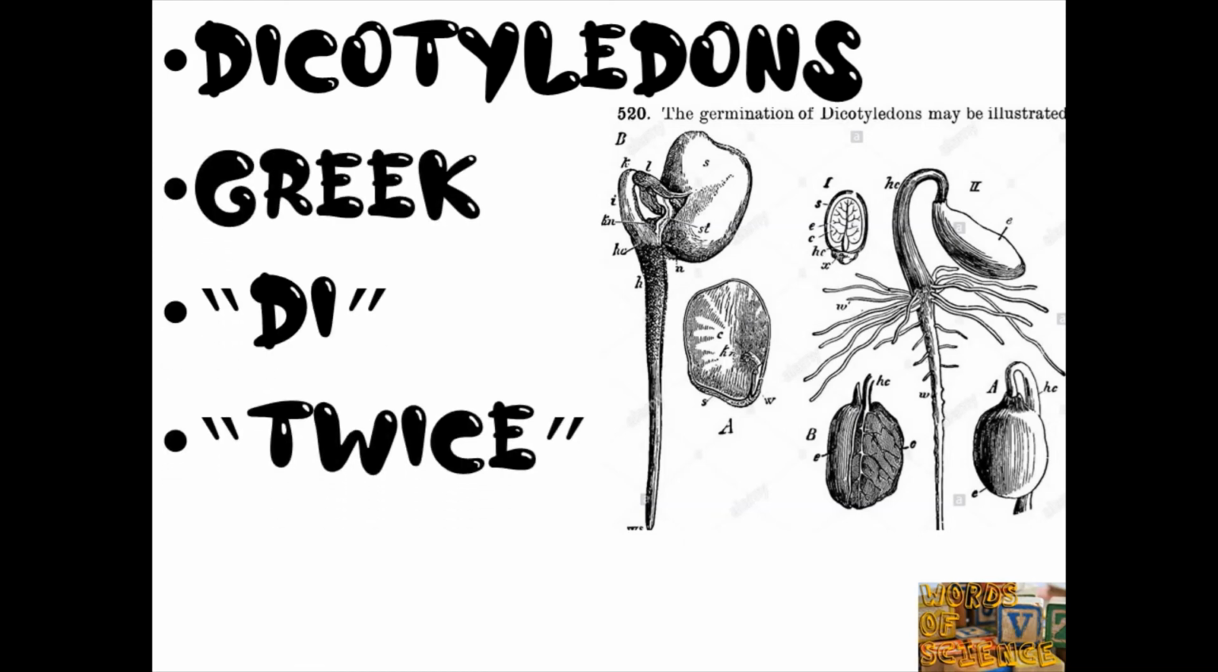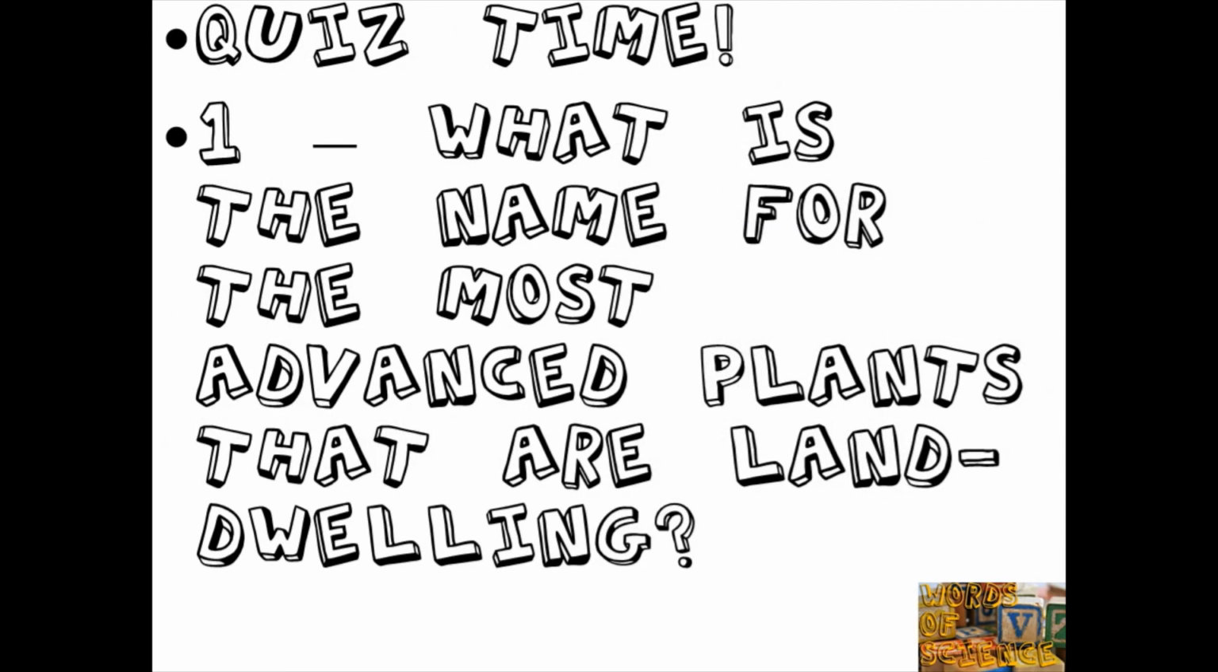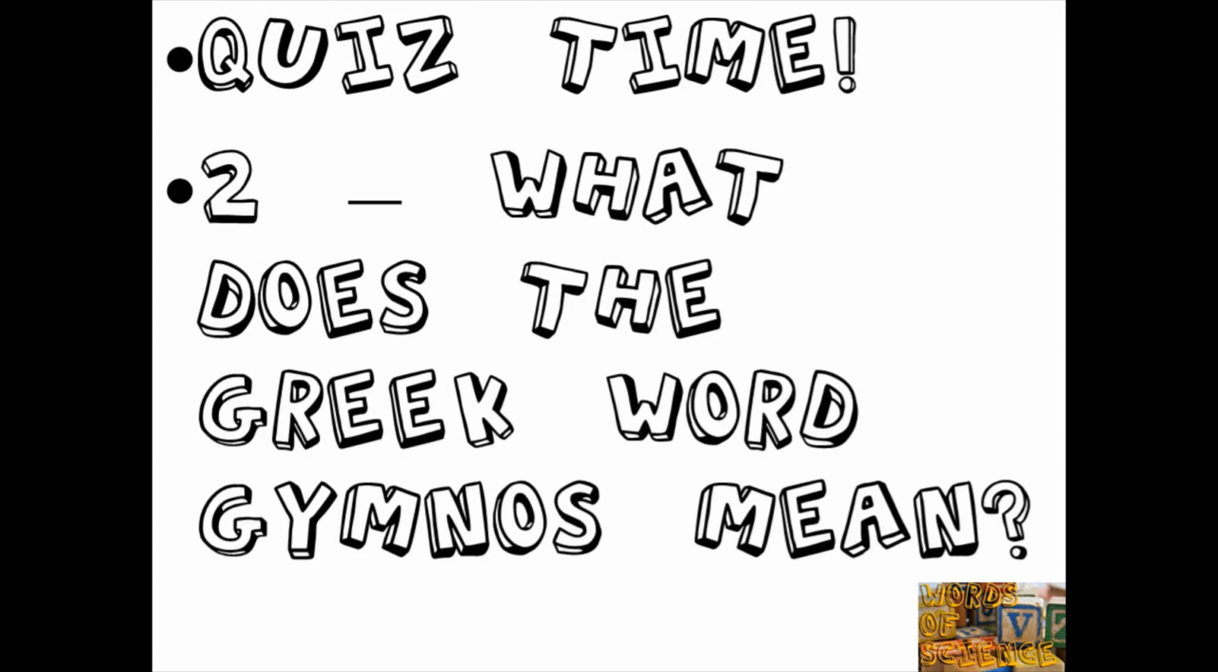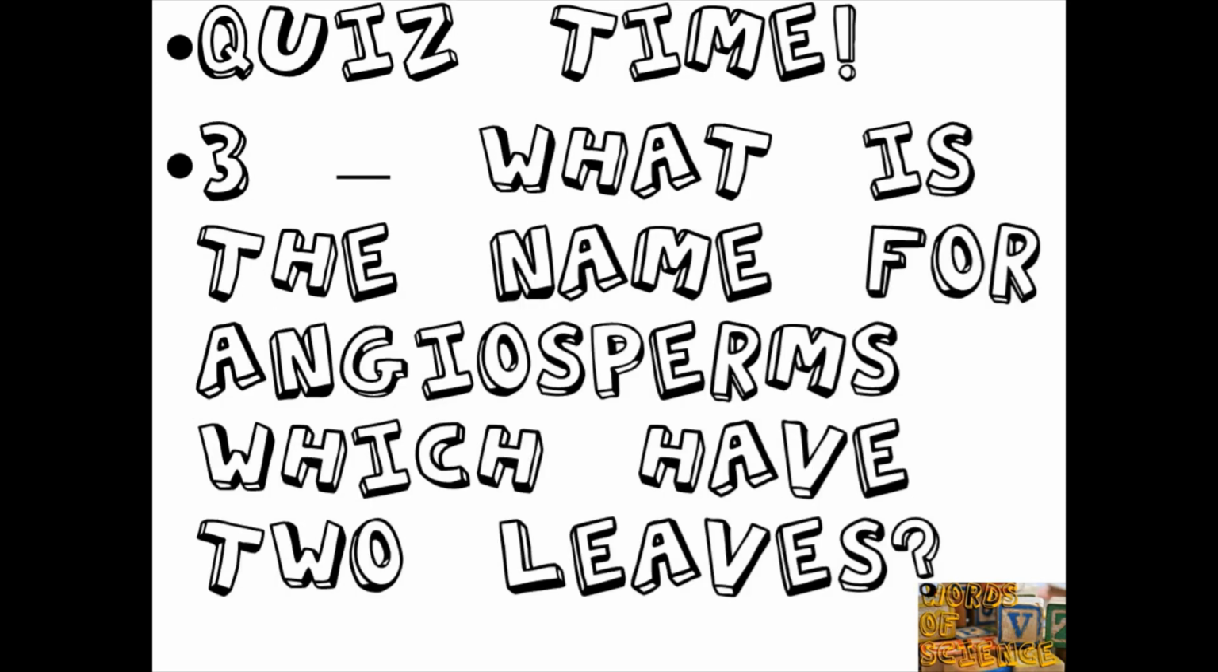And now it's time for a quiz. Question number 1. What is the name for the most advanced plants that are land-dwelling? Question number 2. What does the Greek word gymnos mean? And finally, question number 3. What is the name for angiosperms which have two leaves?